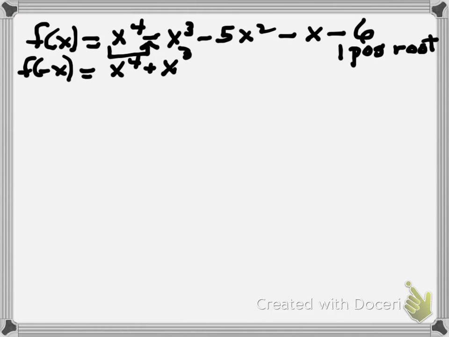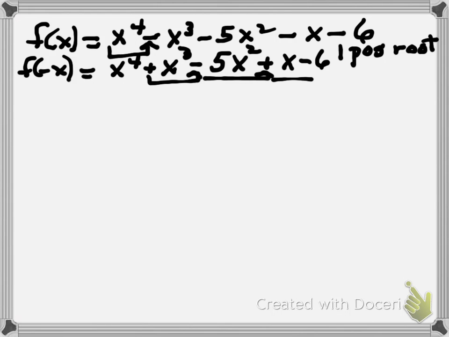Negative x to an even power is still going to be positive, so this is going to be a negative 5x squared. Negative x times negative x is positive x minus 6. We have a change from positive to negative, a change from negative to positive, a change from positive to negative. We have 3 changes here. So I have 3, and 3 minus 2, subtracting an even number. We can have 3 or 1 negative root.